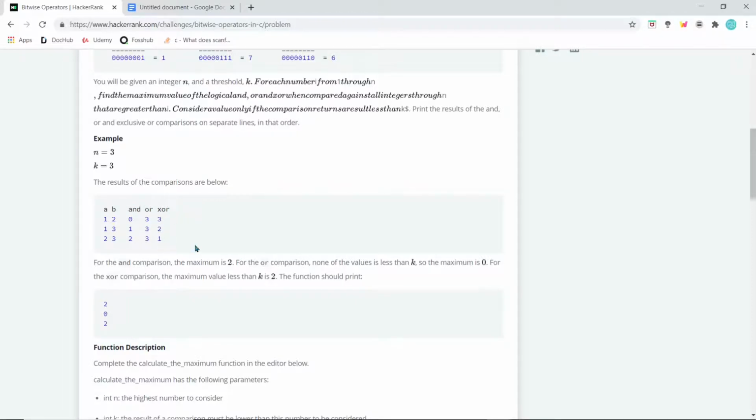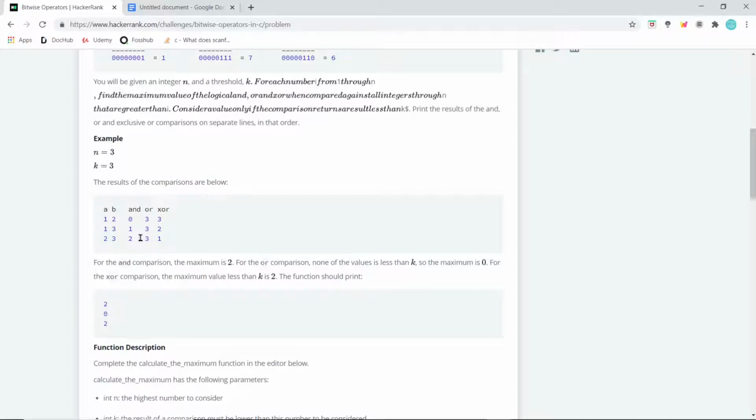operation respectively. Right, now for the AND operation, we can have the greatest value. Out of these, we will have the greatest value, which is 2. For the AND operation, this column has 0, 1 and 2. 2 is the greatest. So we will consider this and we'll check whether or not it is less than 3, since k is equal to 3 is the limit. Now 2 is the highest number in this column and it is also less than 3, so we'll print that in the first line. 2 is printed here.